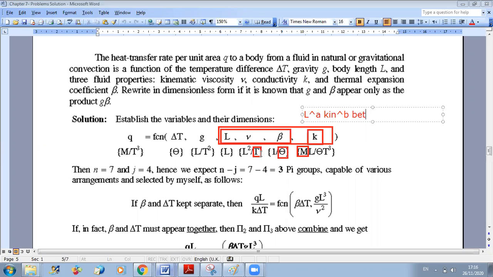You cannot cancel the dimensions T and theta. So if you combine with L, nothing will change. You cannot cancel these two dimensions. So you cannot do anything.